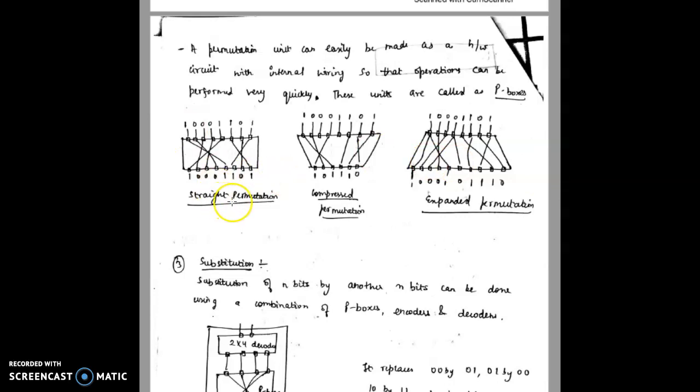We have discussed 3 types of permutation: straight, compressed, and expanded. Here is the diagram with the example. Straight means the number of inputs remains the same as the number of outputs. If there are 8 bits, 8 are at the output. What we are doing is you are just changing the position. Like the first circuit pin is connected to this 5th, this second is connected to some fourth.